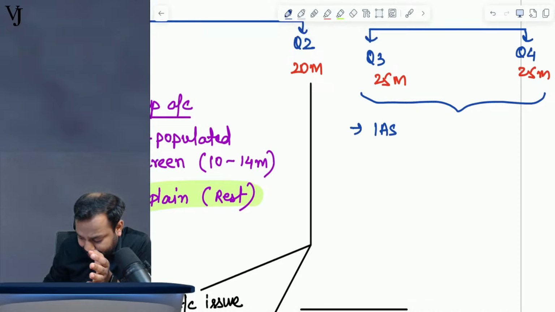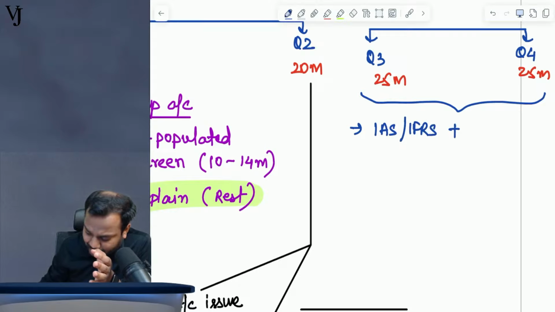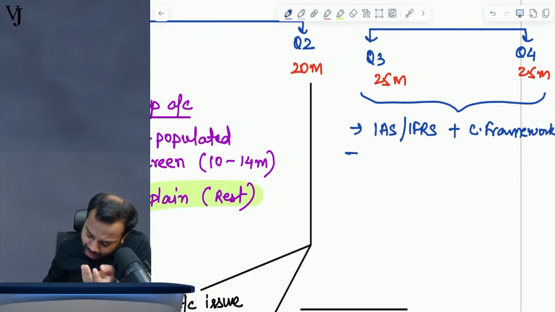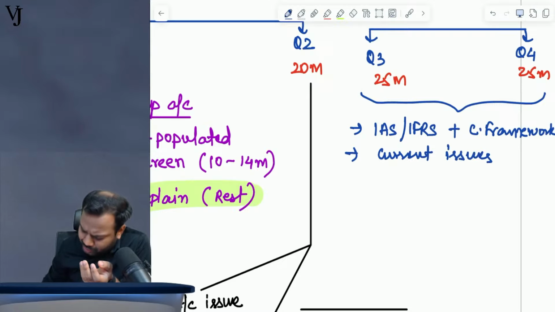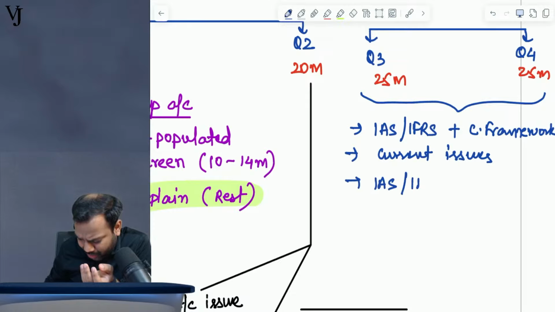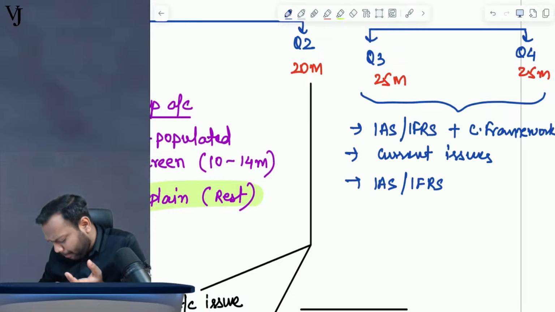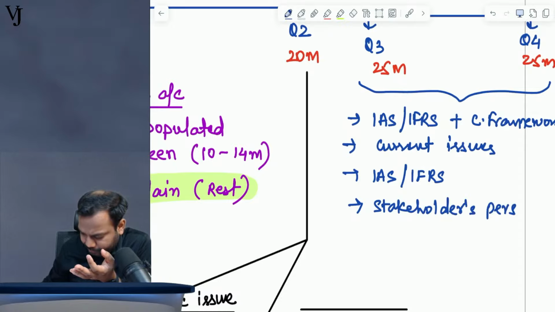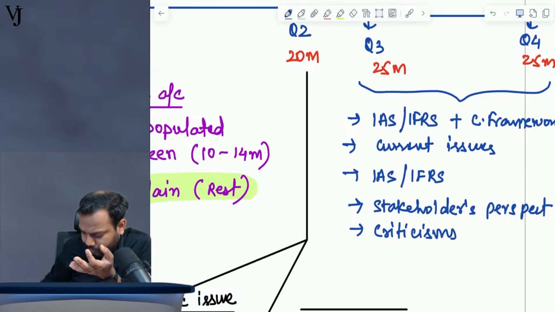So in general, in section B, they ask the linkage of a particular IAS or IFRS with the conceptual framework, whether they are in line with the framework or not. They ask about current issues. They might ask any accounting treatment for a particular IAS or IFRS. They might ask about the stakeholders' perspective. They might ask criticisms of a particular IAS or IFRS.